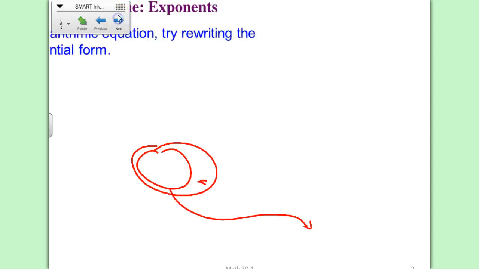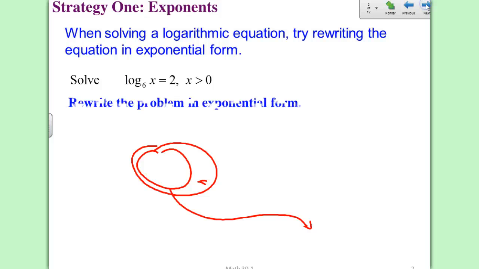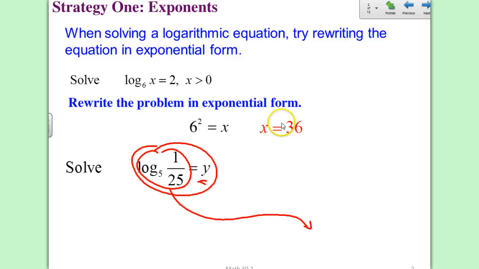So now, what if I'm solving a log equation? One of the rules is use exponents. Rewrite it as an equation by using exponential form. So that's one of the strategies. Strategy 1, if I see it, do this. So I've got this log equation. Oh my, how am I going to solve that? Well, first strategy, put it in exponential form. Rewrite the problem. If you rewrite it as 6 squared equals x, well, that's a pretty easy question, right? That just means that x equals 36.